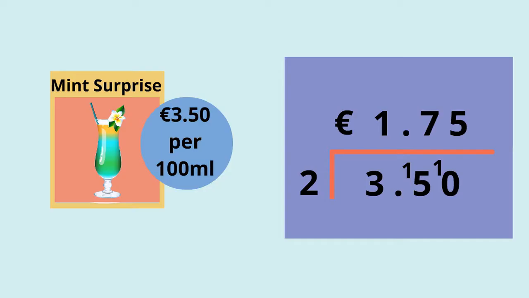Okay, so we know that 100 milliliters is $3.50, and she only wants half of that, so we're going to divide by 2. When we do that, we're going to get $1.75.